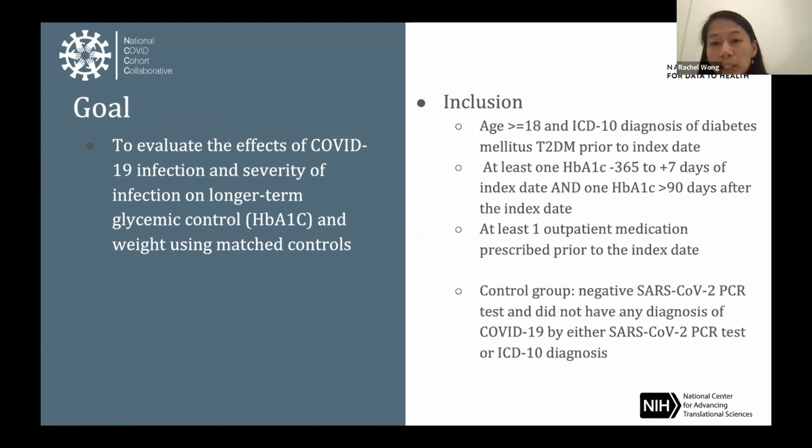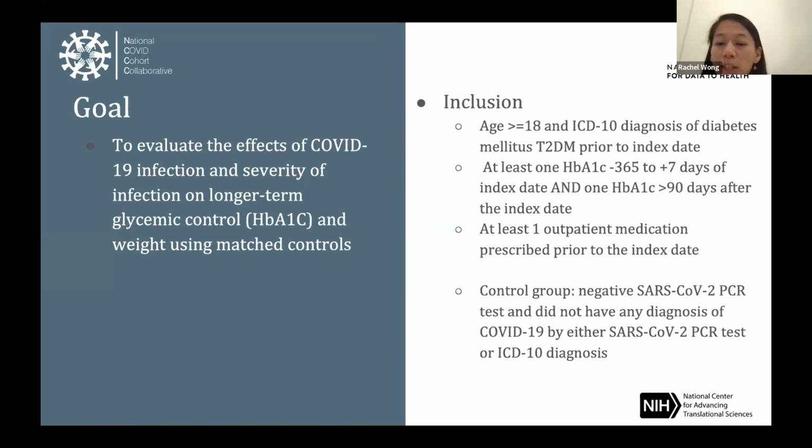Our inclusion criteria were patients who were adults with a diagnosis of diabetes prior to their index date of COVID infection. They also needed to have at least one hemoglobin A1C within 1 year to 7 days of their infection. They also needed to have an A1C at least 90 days after their index date, because we wanted to make sure that these patients had enough follow-up where we could actually look at these outcomes. We also wanted to make sure that they had at least one outpatient medication prescribed prior to the index date, so that we knew that we had prescription data for those patients, and we could say whether they were on diabetes medications or not on any medications prior to the index date.